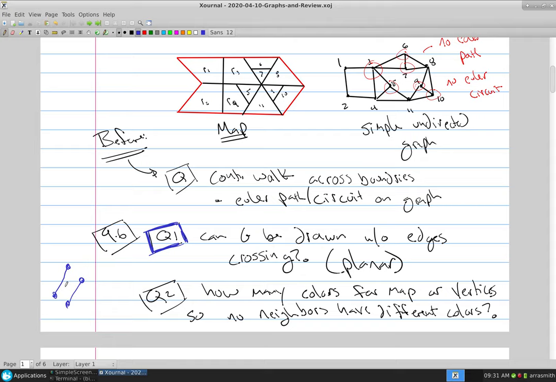If it's impossible for me to ever draw it in an isomorphic way that it never short circuits, then it would be a non-planar graph. And so that's one question.